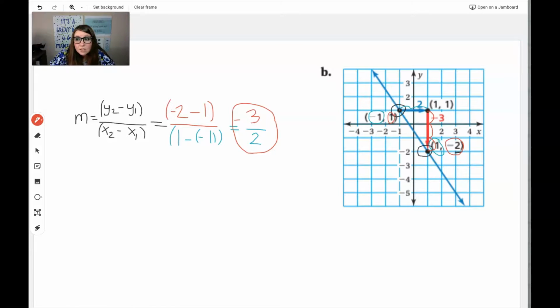If I continued on and ran over 2 and down 3, 1, 2, 3, boom, I find another point right on the line. I can also do this in reverse. I can move up 3, 1, 2, 3, and over 2, 1, 2, and boom, I would be right on the line.